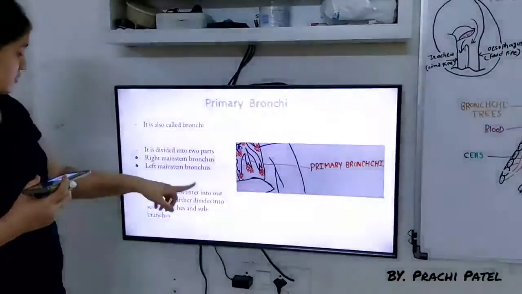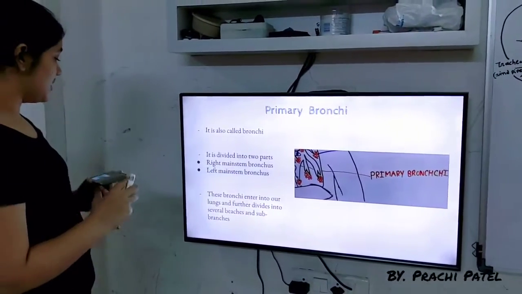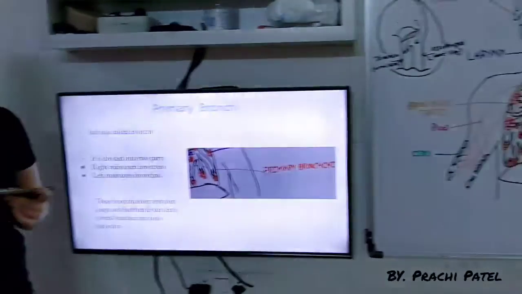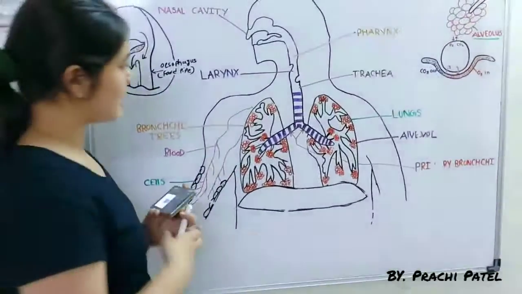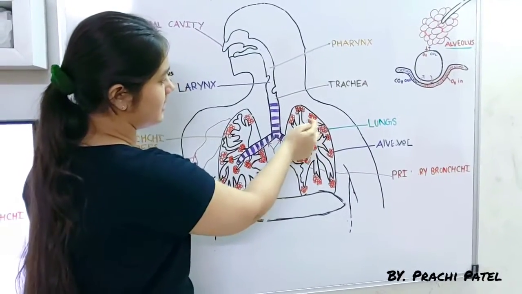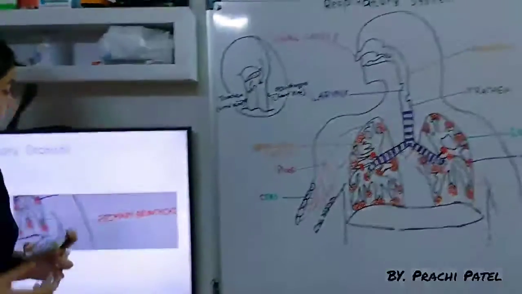This bronchus enters our lungs and further divides into several branches and sub-branches, and then these thick branches give rise to the small branches right over here. We'll go into that next.